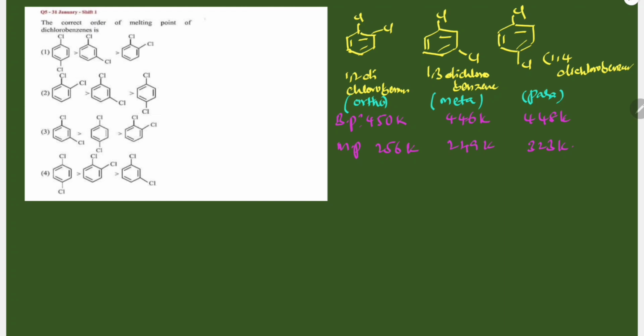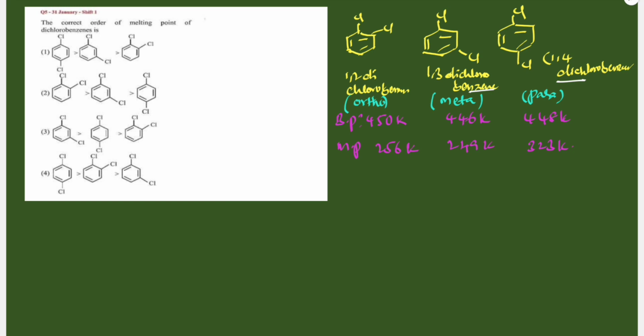The correct order of melting point of dichlorobenzene. Now look at this structure. The first one is 1,2 dichlorobenzene, 1,3 dichlorobenzene and 1,4 dichlorobenzene. 1,2 dichlorobenzene is ortho chloro, 1,3 is meta chloro, and 1,4 is para chloro. Here it is asking about melting point. Generally, melting point is based on the strength of the lattice structure of the compound.